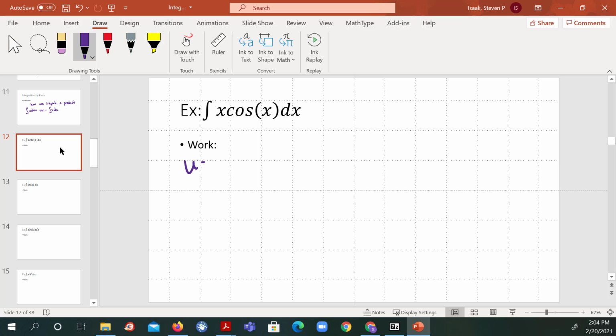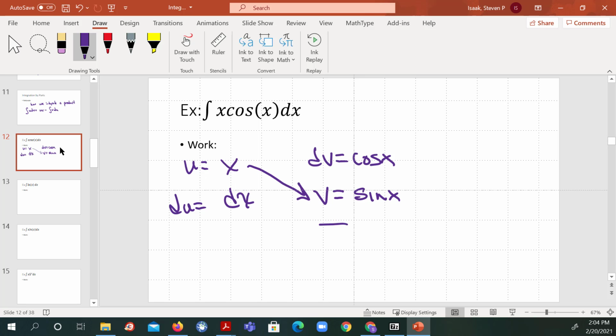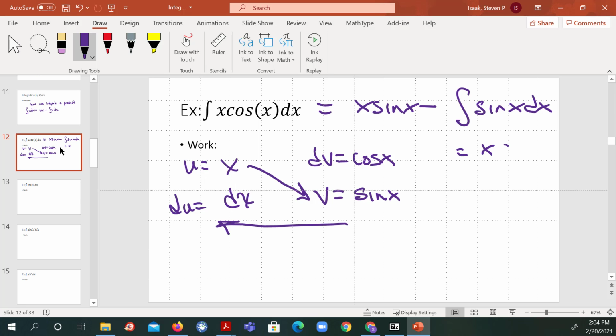So I'm going to let u be x. Why? Because I can eliminate it. I'm going to let dv be cosine x. So the antiderivative is going to be sine x. So it's u times v, x sine x, minus the integral of sine x dx. But that's x sine x plus cosine x plus c.